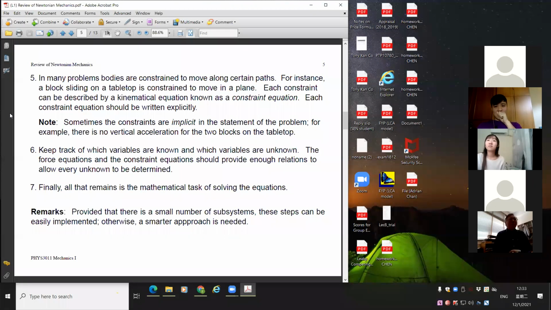Okay, last remark, provided that there is a small number of subsystems, these steps can be easily implemented. Otherwise, a smarter approach is needed. But actually, all these steps constitute a systematic approach to tackle most of the problems.